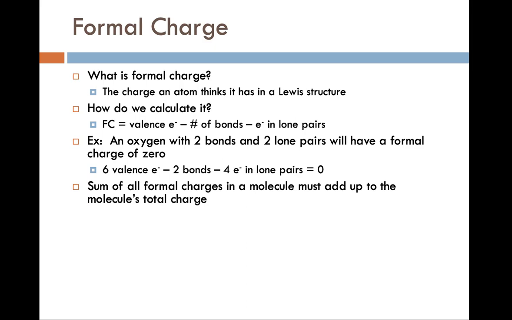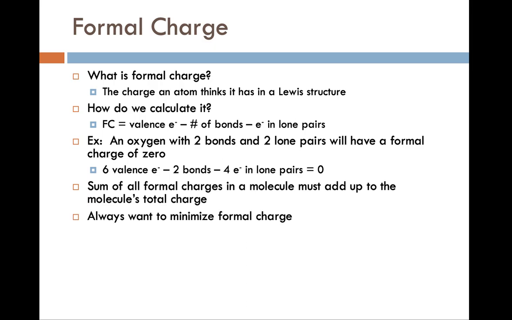Now that said, +2 and -2 formal charges on single atoms are usually not very stable. And so usually you want to avoid that if at all possible. So a lot of times if you have a +2 or a -2 overall charge on a molecule, you'll probably have a couple negative or a couple positive formal charges spread throughout the structure.